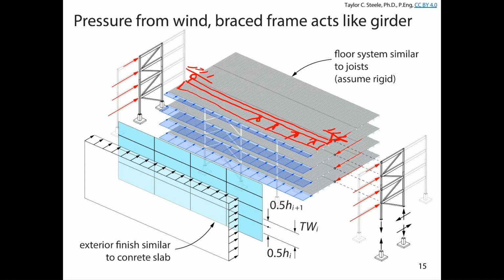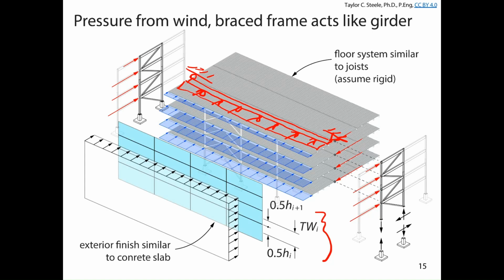And that uniformly distributed load comes from the uniform pressure multiplied by whatever the width tributary to those floors might be. Okay, so here we're talking about a tributary width for each individual floor level, and we do the same thing that we did for joists. We have the center line dimensions on either side of the floor. So here we have half of this height plus half of this height gives us our tributary width.